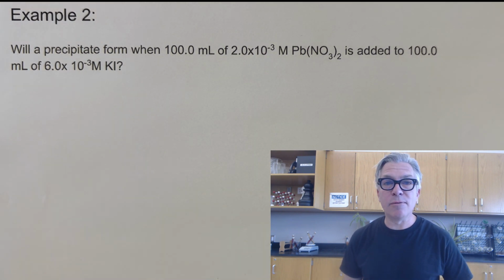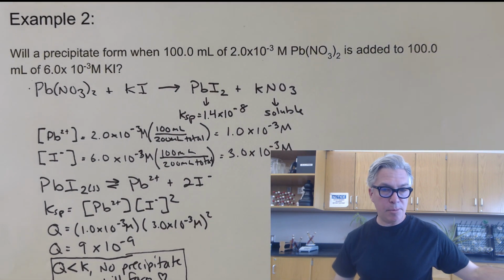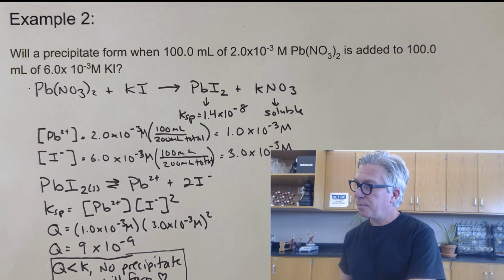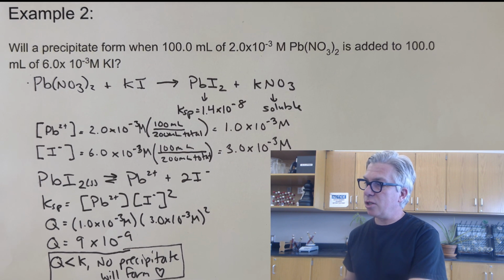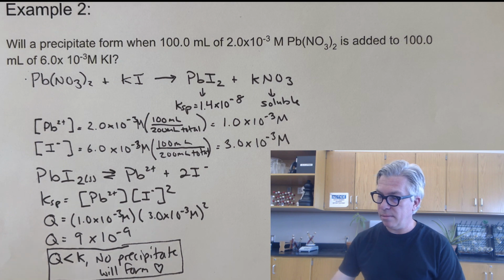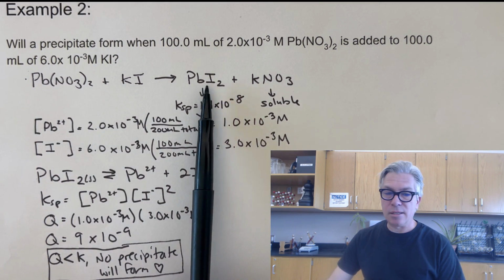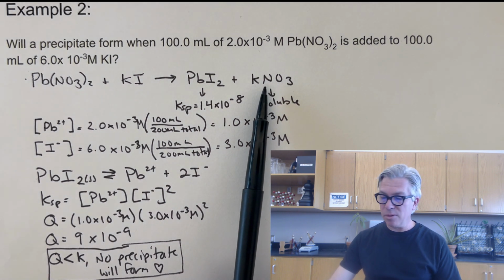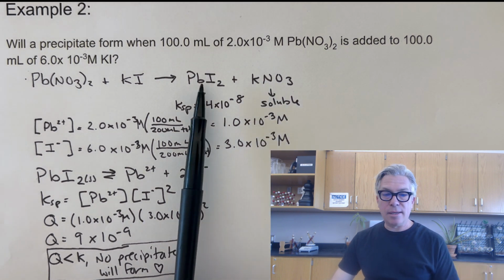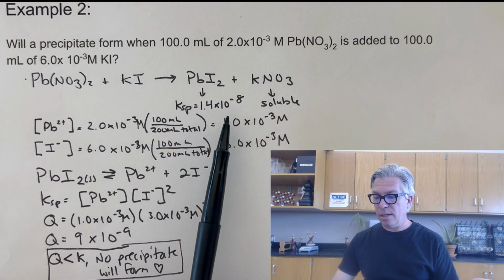All right, and if you were able to do it, great. Here is what I came up with. And if you found out, just like me, that no precipitate will form, then we're on the same page. Let's run through it real quick. My two possible products are lead iodide and potassium nitrate. Potassium nitrate, again, is soluble, so don't worry about that. But lead iodide is technically insoluble with a KSP value of 1.4 times 10 to the minus 8.